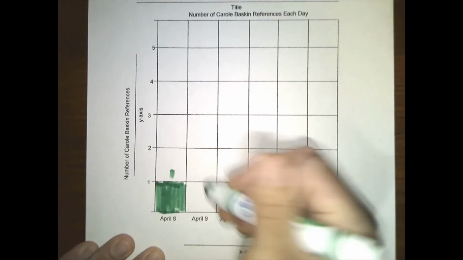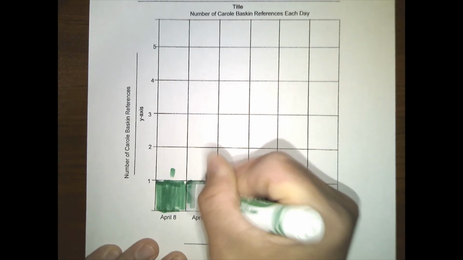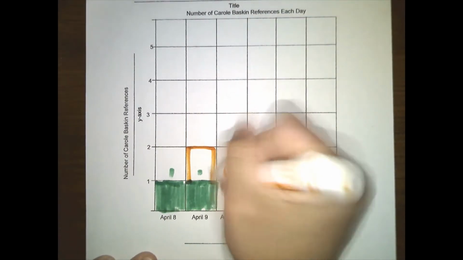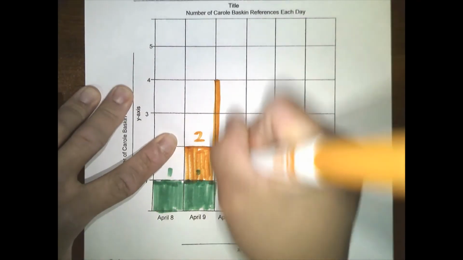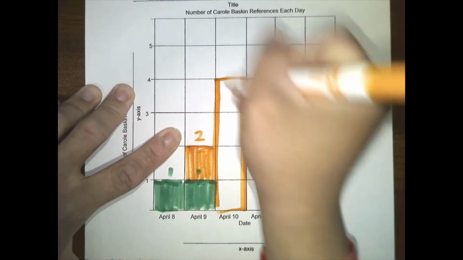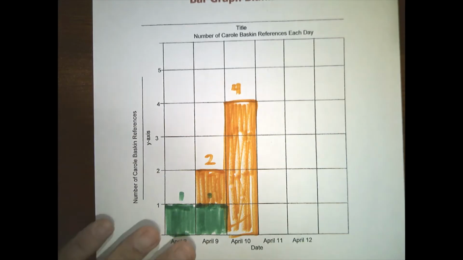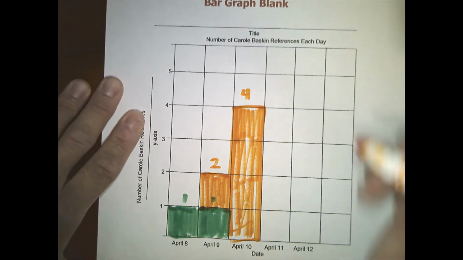And then on April 9th, let's say that, again, I make one Carole Baskin reference. But then later in the day, I make another Carole Baskin reference. So let's say that I end up making 2 total for the day on April 9th. Well, then how about April 10th? Let's say I decide that I want to make 4 Carole Baskin references. And then on April 11th, let's go with 8 Carole Baskin references.